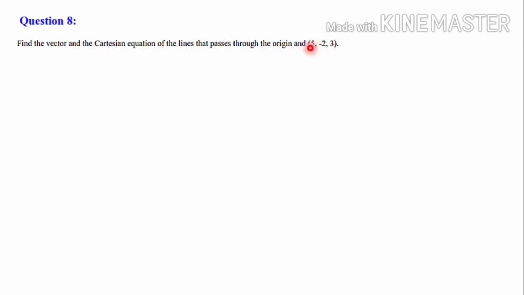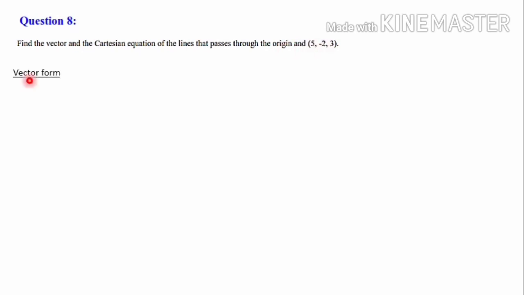And one more point is given, 5, -2, 3. Means here 1 point, here 1 point. So 2 points are given. That's why it is 2-point form. So identifying the process, that is very important. So this is 2-point form.